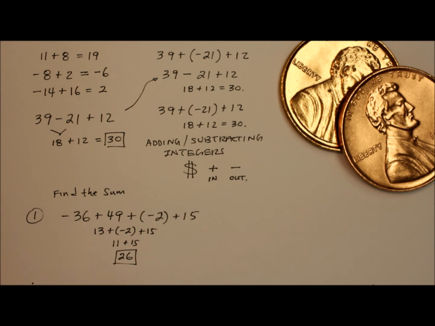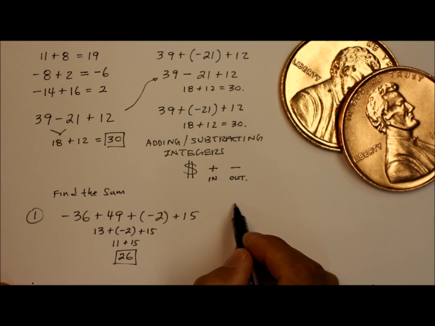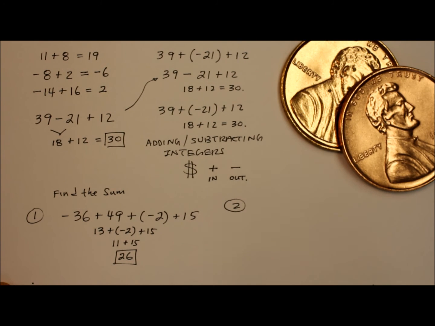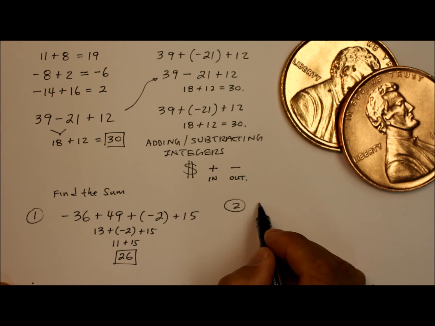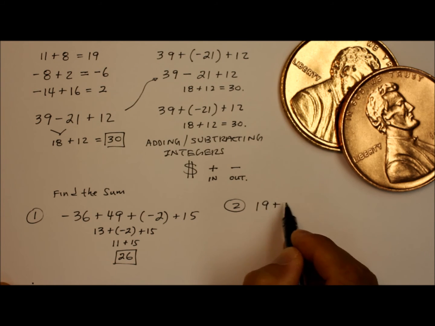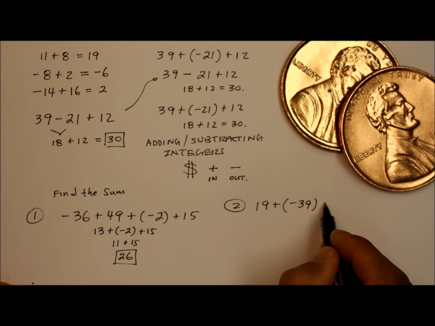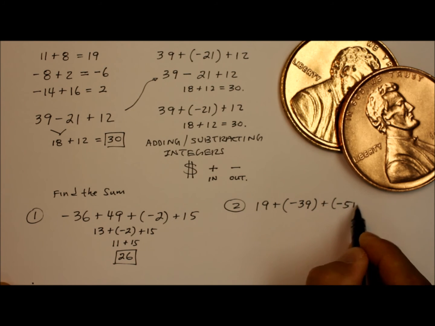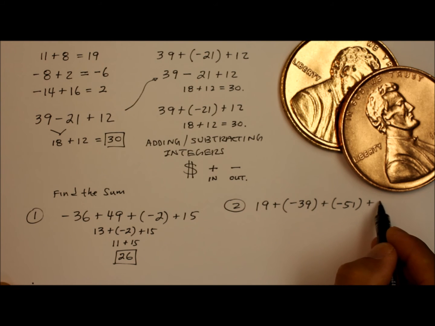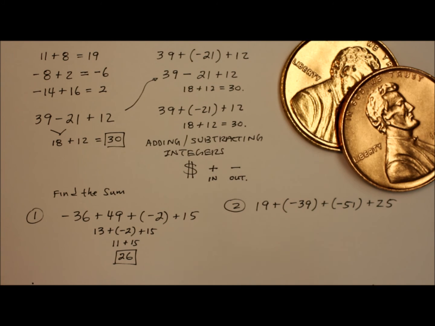If you could do that, you are in good shape and you're ready to tackle algebra, dealing with equations. Let's try one more just to be sure, shall we? Here's number 2 for you. I'll make it a little more challenging, okay? Suppose we have 19 plus negative 39 plus negative 51 plus 25. You could pause the video to try it and come back, okay? I'll wait.